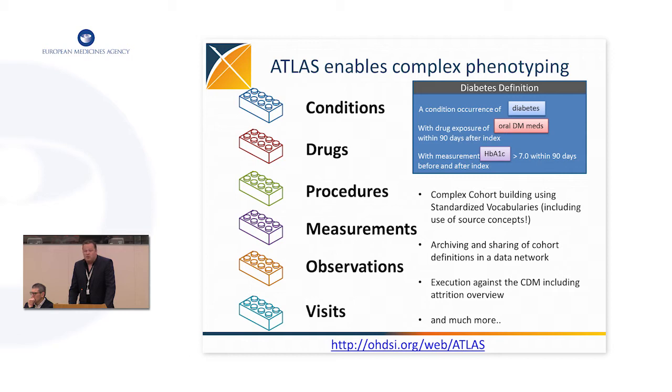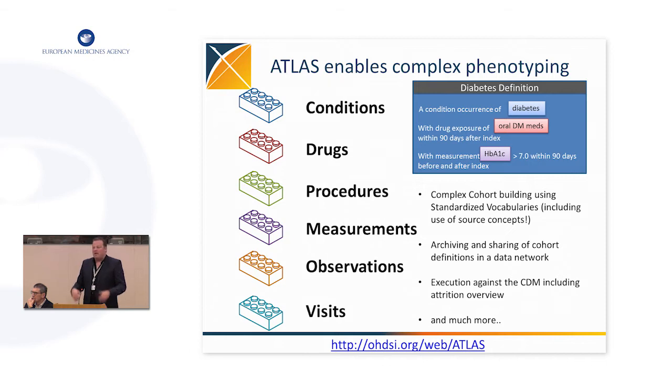You can use that then to run against your database. So if you have multiple databases in-house, you can create one cohort definition, run that on the fly against your data sets, and get an attrition back on where the patients went out of the cohort on which specific rule in that complex definition.